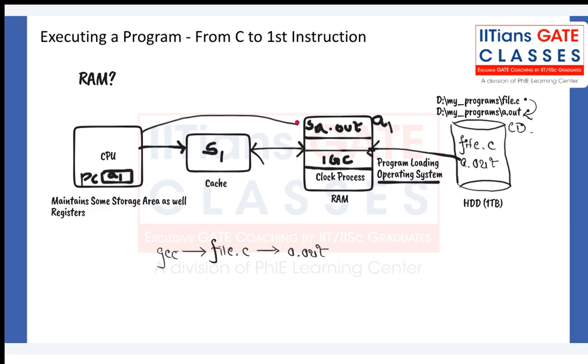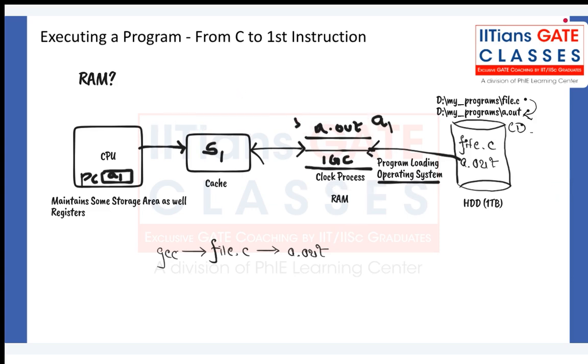The CPU will go to the RAM, check at address A1, read this instruction, put it in the cache, and start executing. Next instruction, put it in the cache, start executing. Like this, it keeps on executing the instructions. Now, what is the use of a cache?